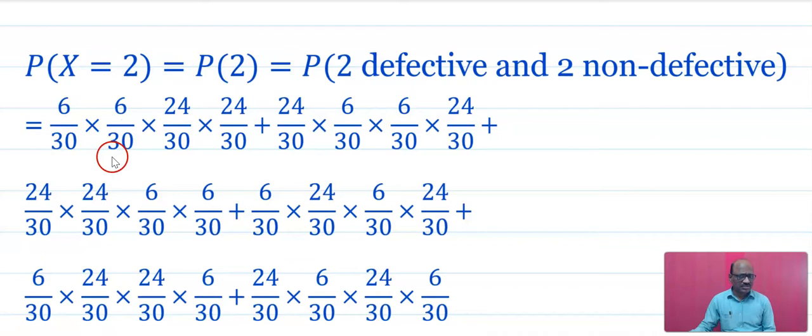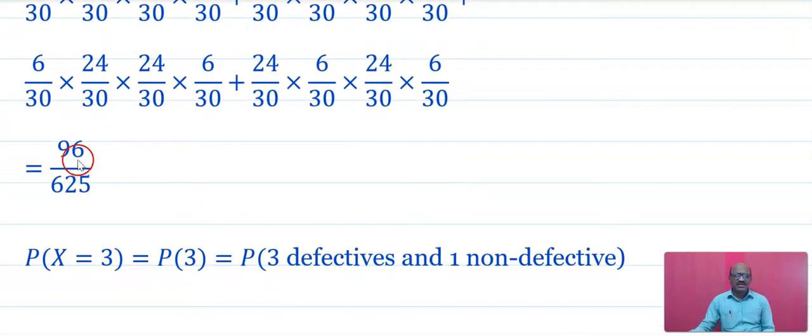These are the 2 defective. The remaining 2 are non-defective and therefore we can write here 24 upon 30 into 24 upon 30. Next, we can perform this when again 24 upon 30 is non-defective, this is defective and non-defective. Again plus 24 upon 30 into 24 upon 30 into 6 upon 30 into 6 upon 30. These are the defective, and in this way you will get all the possible combinations. And overall you will get the sum 96 upon 625.